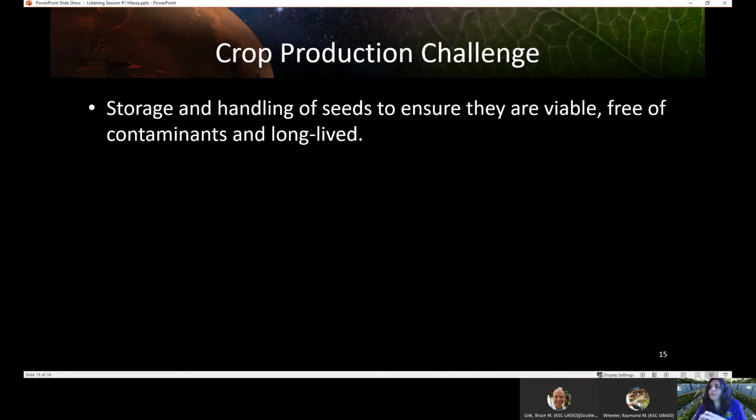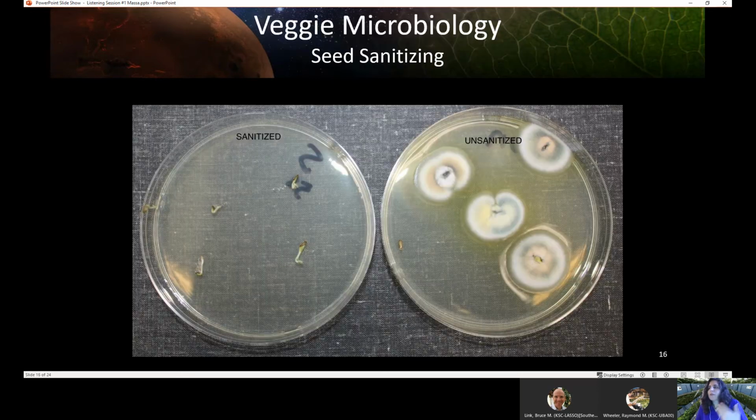Storage and handling of seeds to ensure that they are viable, free of contaminants, and long-lived is a really important challenge. You know, on the space station, we can regularly resupply seeds, but when we send a crew to Mars, we're not going to have that option. So we need to make sure that the seeds are going to stay very viable for a long period of time. And so before we fly our seeds for Veggie, we surface sanitize the seeds.